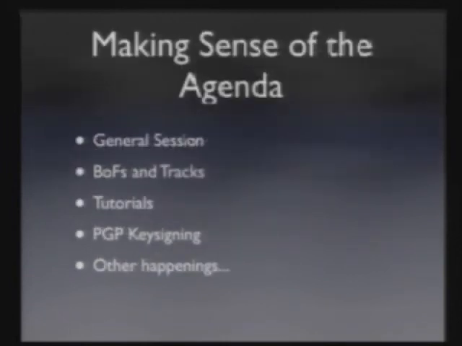Okay, so just making sense of the agenda. There are general sessions, there are BOFs, there are tutorials, there are other kinds of events like key signings, etc., and there are a lot of other interesting things.